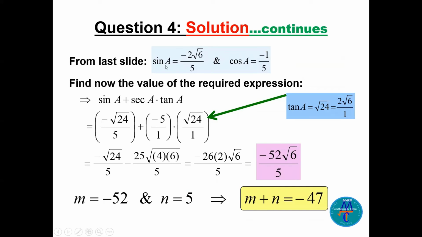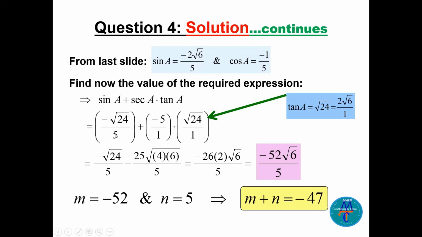Now, from the previous slide, we have sine of a and cosine of a. Let's find the expression in the question: sine of a plus secant of a times tan of a. Sine of a is minus square root of 24 over 5. Secant of a is the reciprocal of the cosine of a, minus 5 over 1. Tan of a is the given square root of 24 over 1.